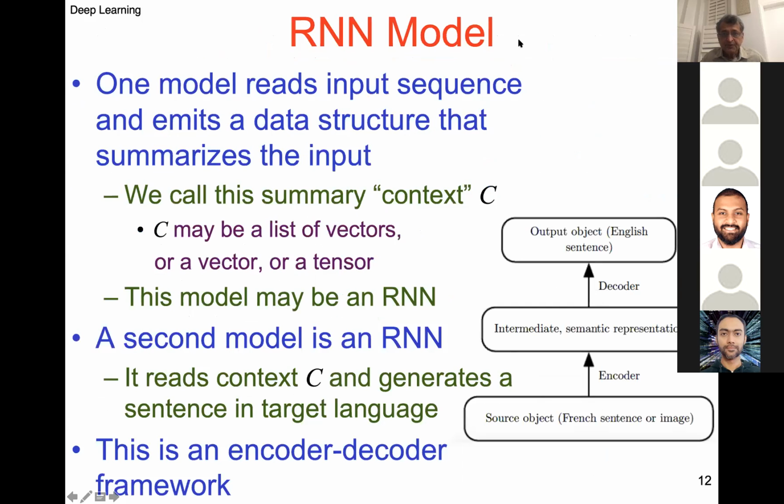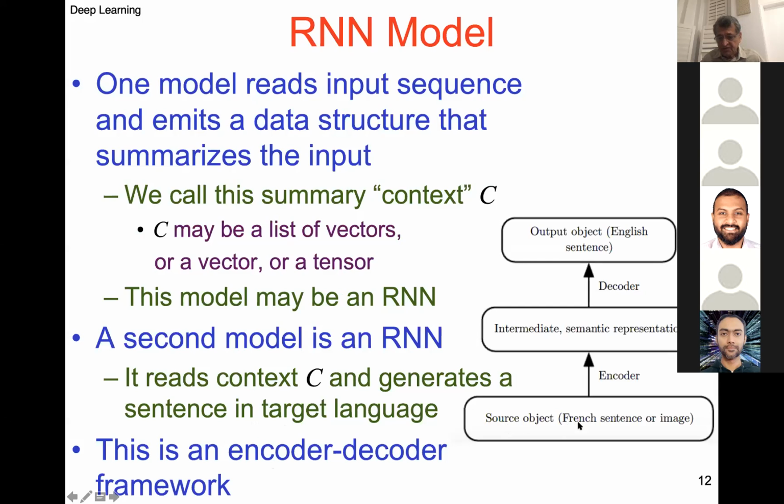In this RNN model, one model reads the input sequence and emits a data structure that summarizes the input. We call this summary context C. C may be a list of vectors, a vector, or a tensor. This model may be an RNN, all right? And the second model is an RNN that reads the context C and generates a sentence in the target language. This is the encoder-decoder framework.